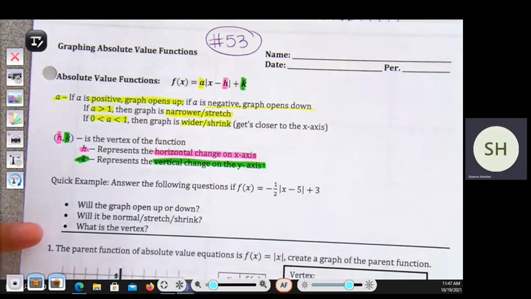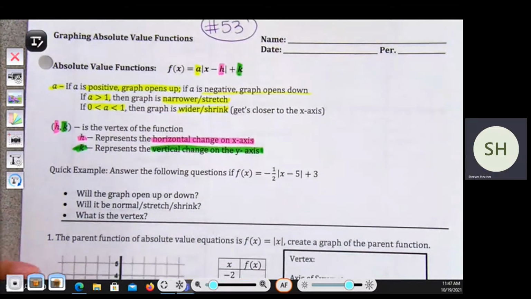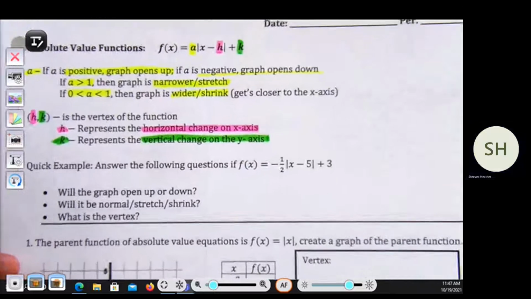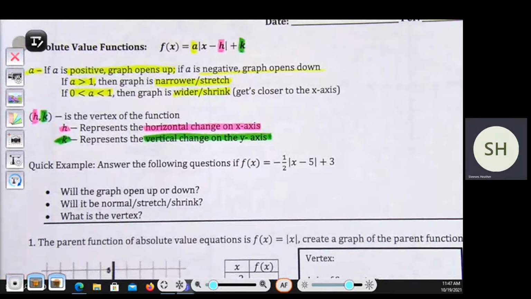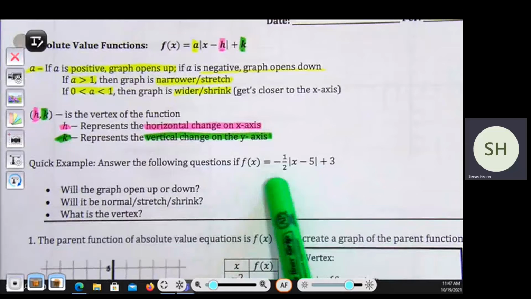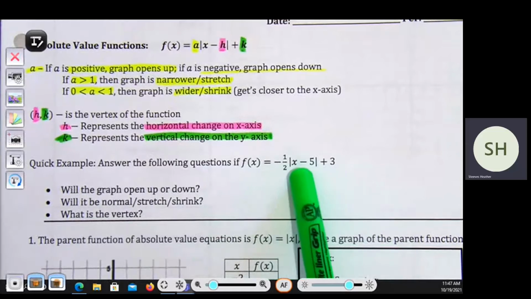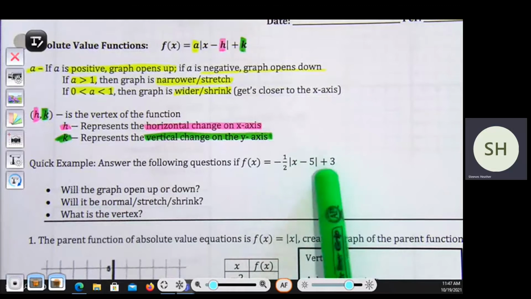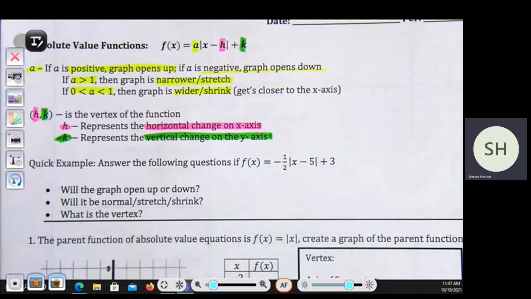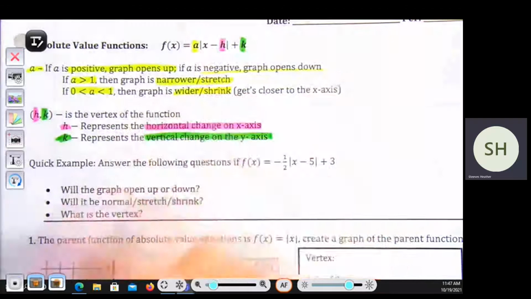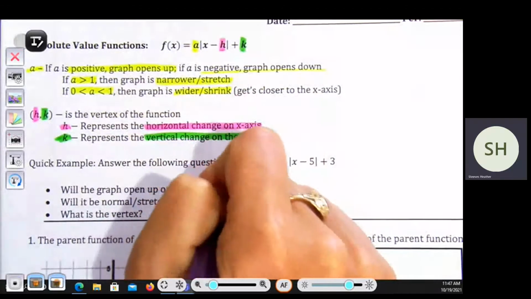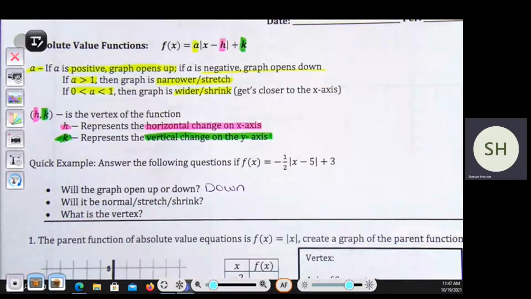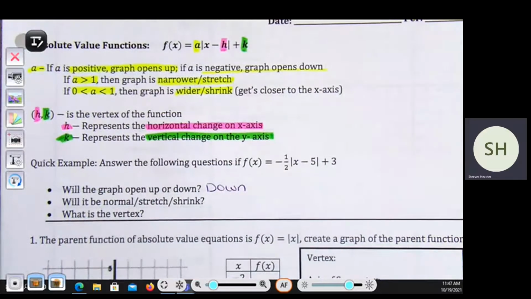Okay, so we're going to talk about a really quick, small example. If I have the function f of x equals -1/2 multiplied by the absolute value of x minus 5, plus 3, will the graph open up or down? Down. Why down? Because a is negative.